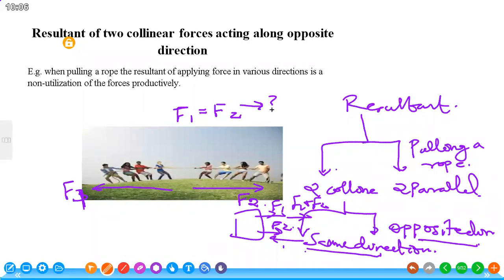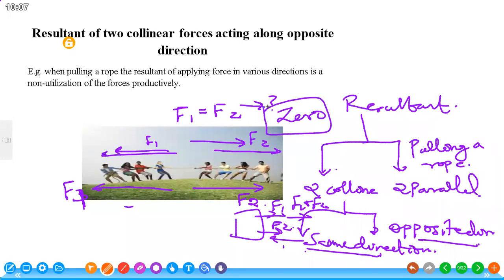When F1 is equal to F2, what is the conclusion we take? The rope does not move to any side. Why? You can make an observation when you apply force F1 and F2 in the opposite direction. What do you observe here? You observe the rope does not move to the east or west direction. What is the reason, students? Because here the resultant force comes to 0.